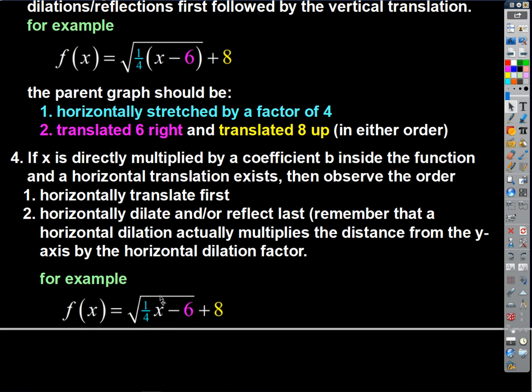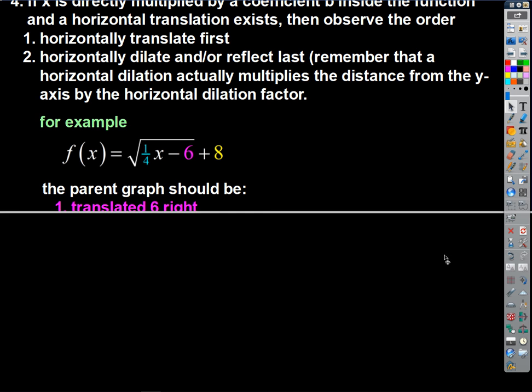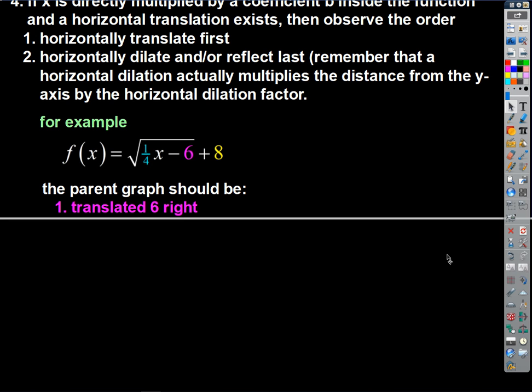So what would the order have to be this time? What would we have to do first? Good, we have to translate horizontally first, don't we? Translate 6 right, then what? We could go up 8, that's fine. But let's ignore the vertical part for a second. Horizontally, what would we have to do next? Stretch it by 4. Good.